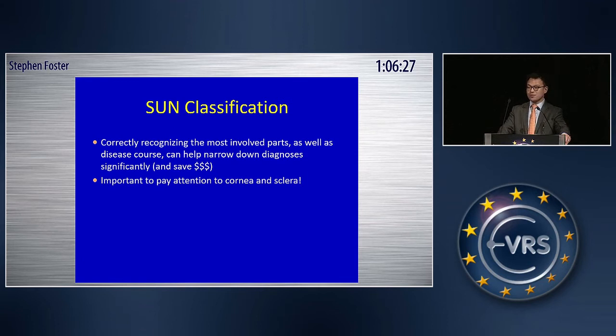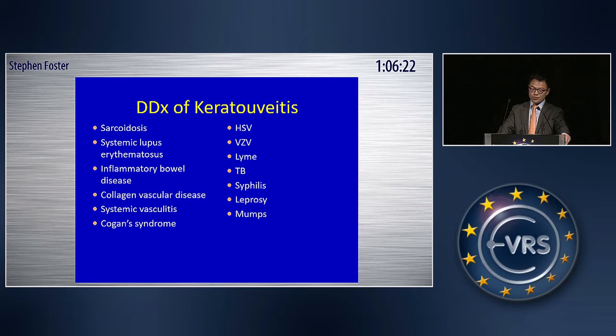And it's also important to pay attention to cornea and sclera, even as a retina specialist. And why? Because if you see uveitis with cornea involvement, there are specific differential diagnoses. It really helps cut down a lot.